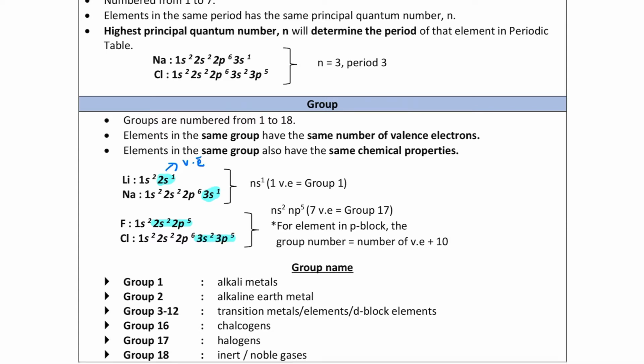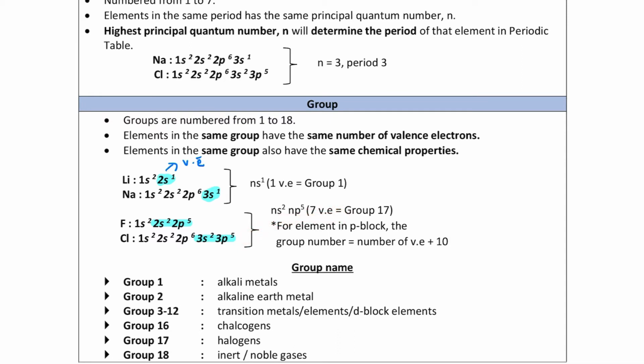Okay, so we need to count the number of electron. Okay, 5 plus 2 is 7. So that's mean for fluorine there are 7 valence electron. That's mean fluorine is in group 17. Okay, chlorine pun ada 7 valence electron, so also dalam group 17.